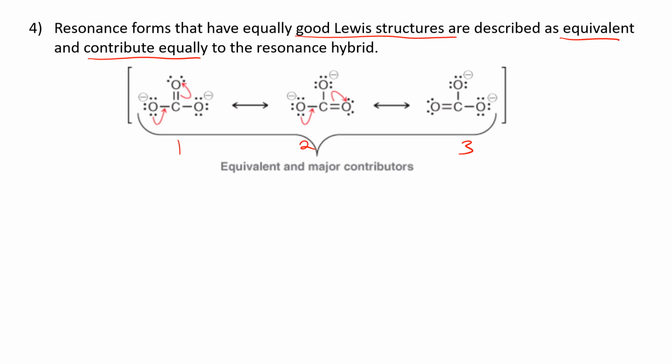None of the structures have less than an octet. They all have the same degree of charges. And all of the negative formal charges are on oxygen atoms. So we can't differentiate any of these, so we say that they are equivalent resonance contributors.